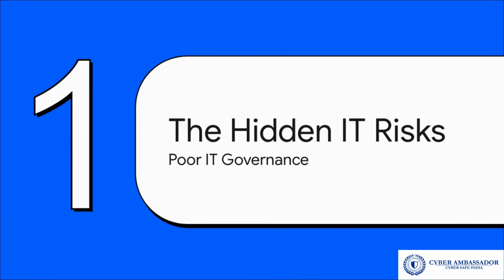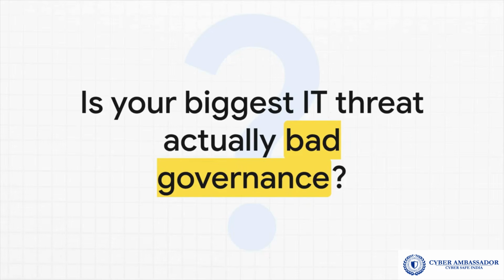All right, kicking things off with Section 1, the hidden IT risks. It's really easy to fall into the trap of thinking that the only real threat to your systems comes from some hooded hacker sitting in a basement halfway across the world. But I want to pose a provocative question to you. Is your biggest IT threat actually bad governance?